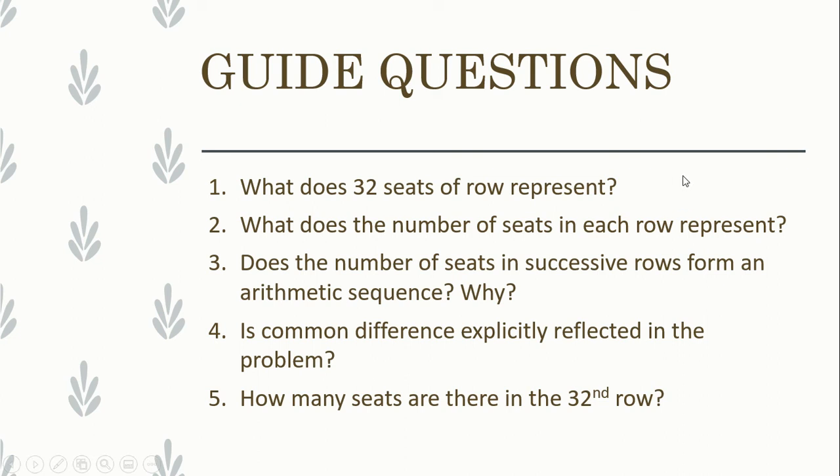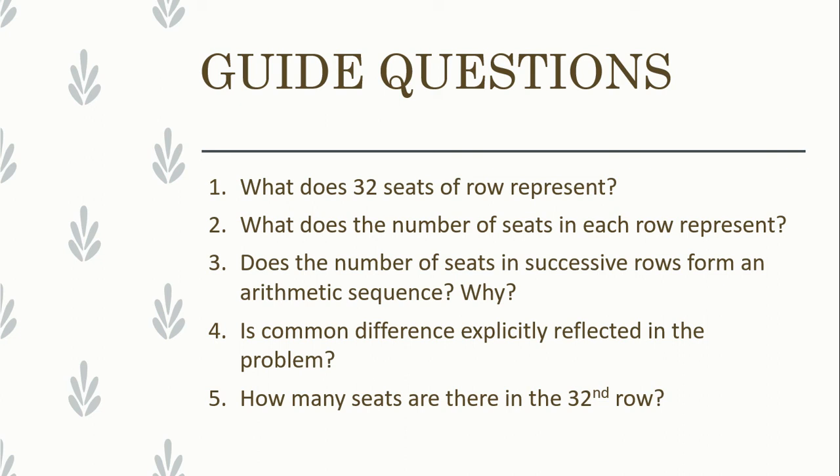Do you already have an answer to each question? If so, you are now ready to answer the main problem. The 32nd row represents n, or the number of terms. Therefore, the number of terms in the given sequence will be n is equal to 32.